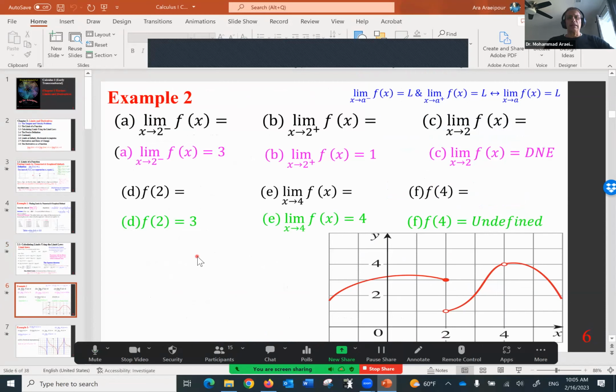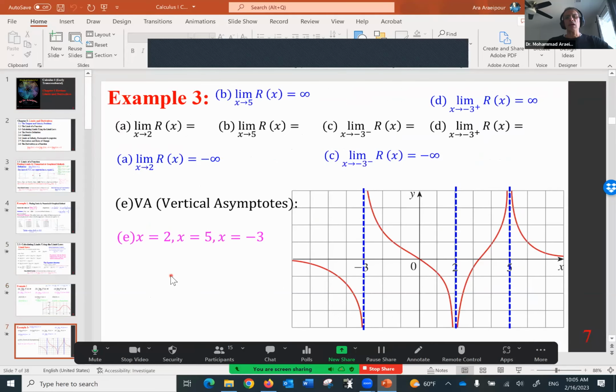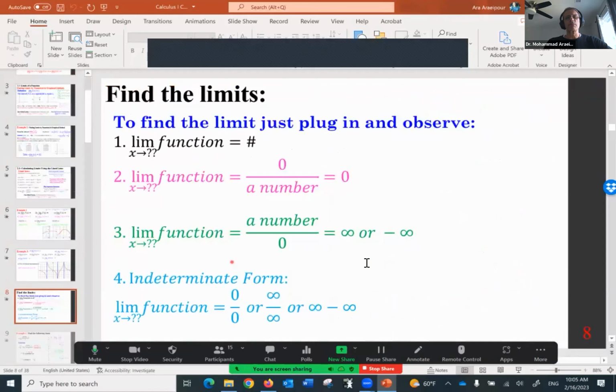Right here, again, the discussion was about limits from the left and right, approaching number 2 from the left and right, and number 4 from the left and right. Number 2 doesn't have a limit, number 4 does, and it's a one-sided limit. We have to be careful. When the limit ends up being infinity or negative infinity, it gives rise to what we call VA, vertical asymptotes, and in this case, there are 3 of those.